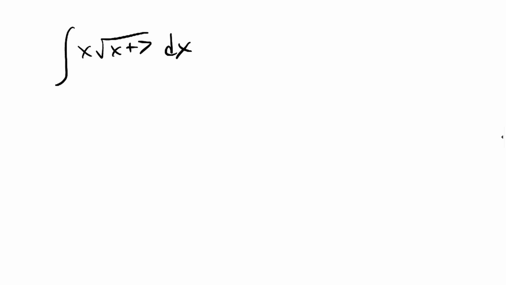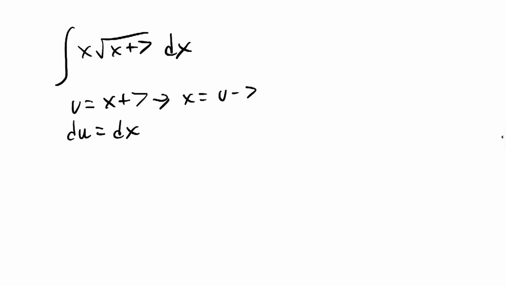So the way I would think about it is, okay, we're going to let U equal x plus 7. We're going to let du just be dx, right? It's just 1. The derivative of x plus 7 is 1. Now, what is x in terms of U? Well, from here, we can just say that x is U minus 7.